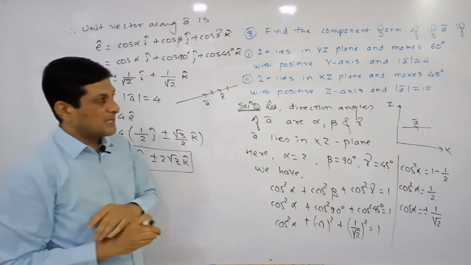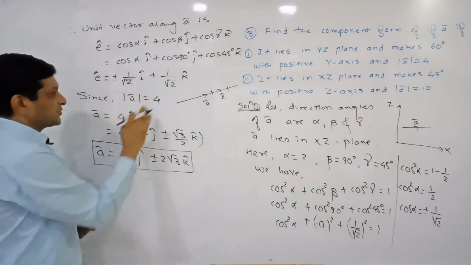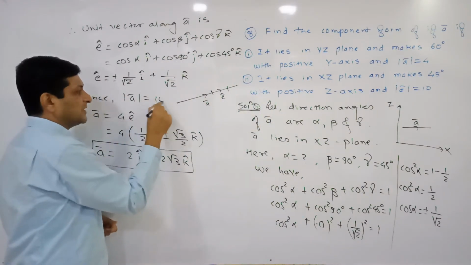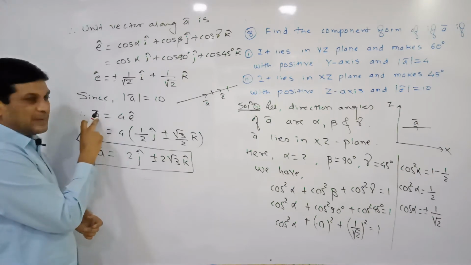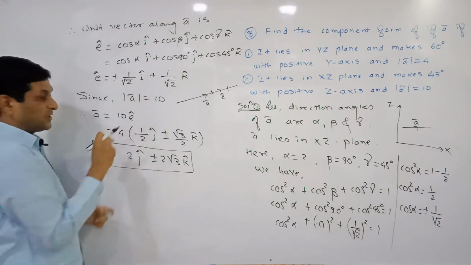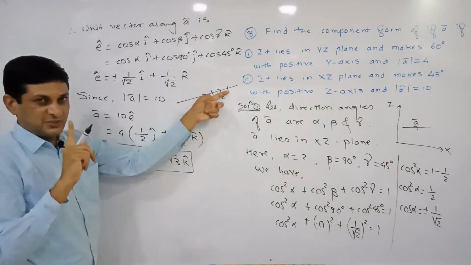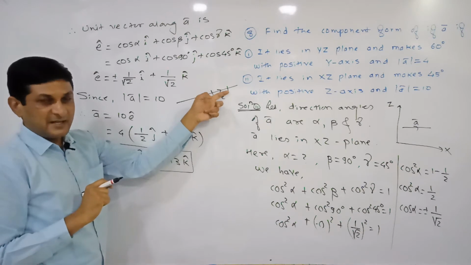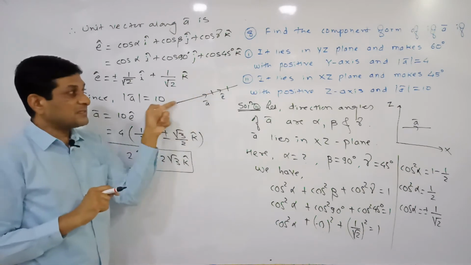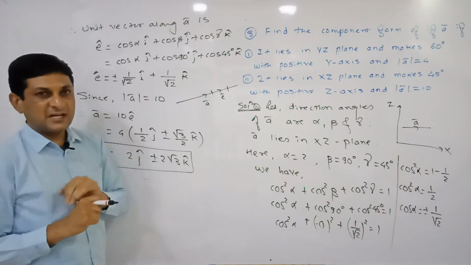But in the second example, what is the magnitude of a bar? The magnitude of a bar is equal to 10. So therefore a bar will be equal to 10 into e cap. Because the magnitude is 10, and e cap is the unit vector, which means its magnitude is 1. But we want a vector in the same direction whose magnitude is 10. That's why we are multiplying here by 10.